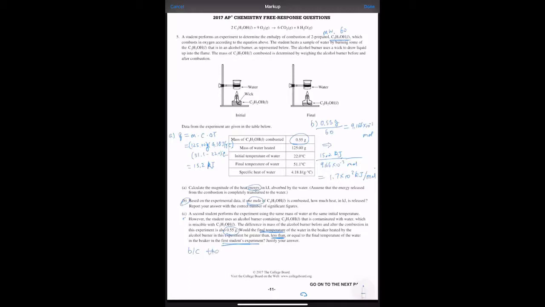It is because the actual amount of propanol involved in this experiment is less than in the first experiment. Because you release less energy, the final temperature of the water will also be lower. Yeah, so this question is actually pretty straightforward. It's not complicated at all. Okay.